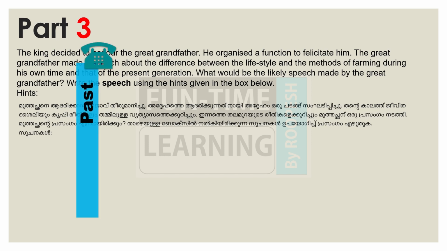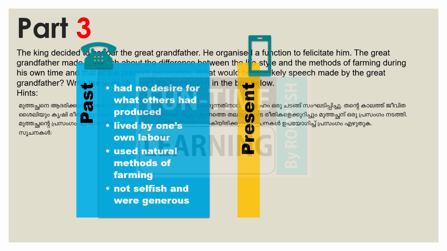So here are the hints for writing the speech. We will get into how to write the speech, what the components of the speech are, in the next slide. So for the time being, let's do a comparison between the farming of past and farming of the present. Beginning with had no desire for what others had produced. മറ്റുള്ളവർ പ്രൊഡ്യൂസ് ചെയ്തതിനെ പറ്റി ആഗ്രഹം ഉണ്ടായിരുന്നില്ല. Lived by one's own labor. I hope you understand the meaning of that. Used natural methods of farming. Natural methods. പ്രകൃതിദത്തമായ രീതികൾ ഉപയോഗിച്ചു. Not selfish and were generous.